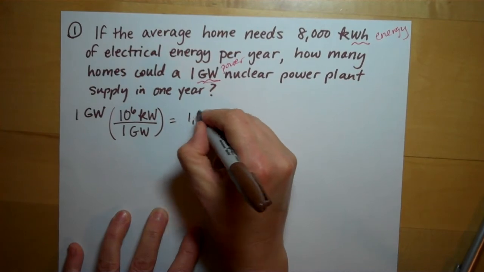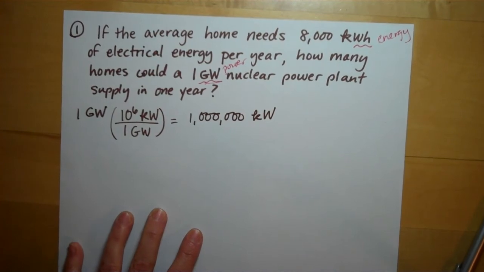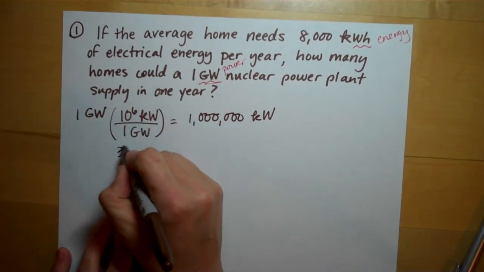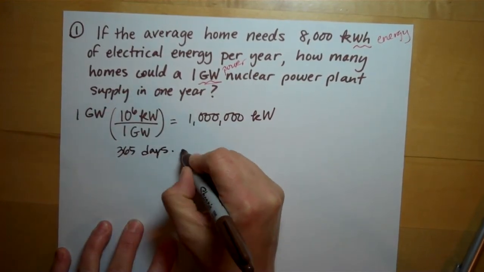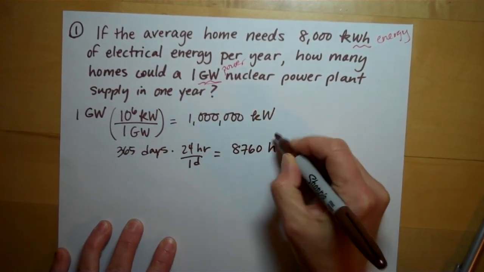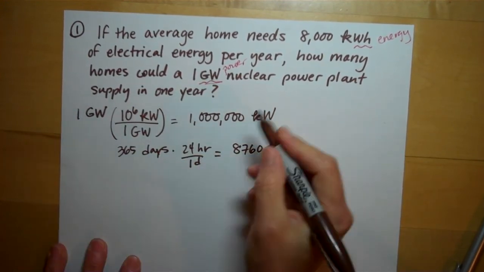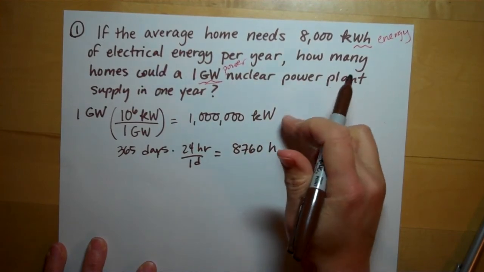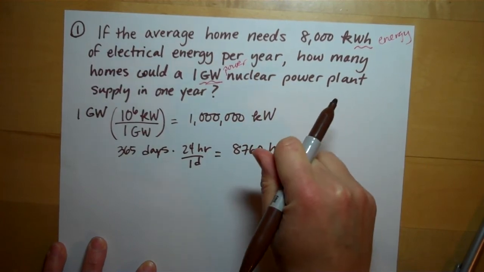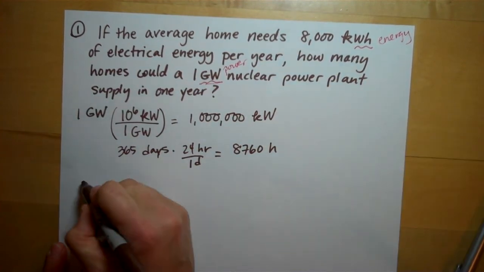So that's 1,000,000 kilowatts. That's its power production. And let's say it runs 24/7, okay? There's 365 days in a year, and we know there's 24 hours in one day. So there's 8,760 hours in 1 year. So if our power plant has a capacity of 1,000,000 kilowatts, and it's running for this many hours, we just have to multiply these two together, and we know how many kilowatt hours of energy it's going to produce.